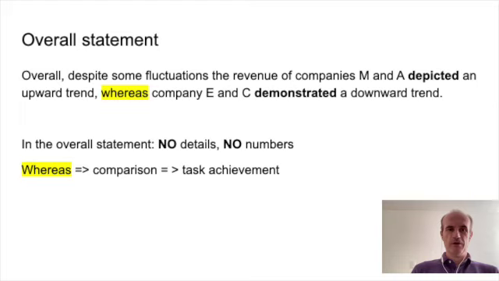Overall, despite some fluctuations, the revenue of companies M and A depicted an upward trend, whereas company E and C demonstrated a downward trend.